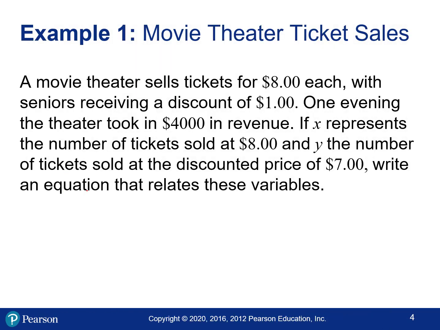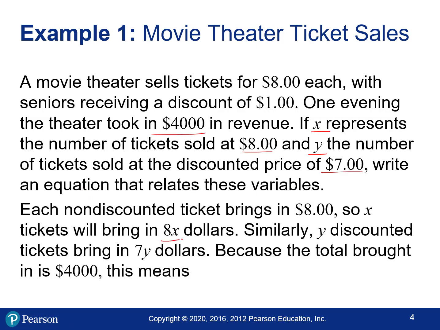Alright, so let's start with this example. A movie theater sells tickets for $8 each, with seniors receiving a discount of $1. One evening, the theater took in $4,000 in revenue. We're going to let X represent the number of tickets sold at $8. Y is going to represent the number of tickets sold at the discounted price, which was 8 minus the 1, so $7, and write an equation that relates these variables.